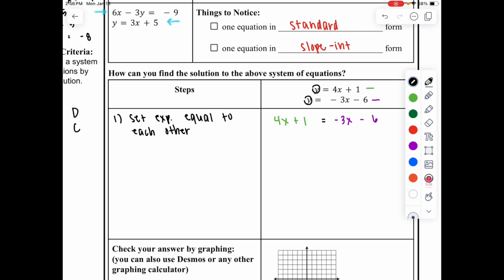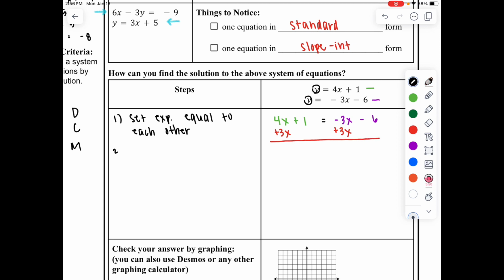This is where I get to follow our old time-tested acronym, Don't Call Me After Midnight. First I would distribute, but I don't have any sets of parentheses. Then I would combine like terms, but I don't have any of those either, which means my next step is to move the variables. I have to decide where I want all of my x's to be. I personally don't like to have a negative coefficient, so I'm going to add 3x to both sides of the equation. You could also subtract 4x if you wanted to.